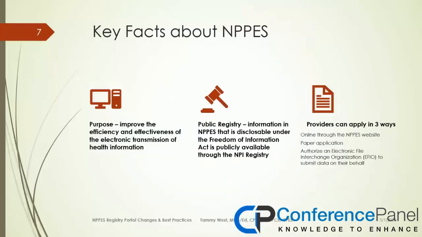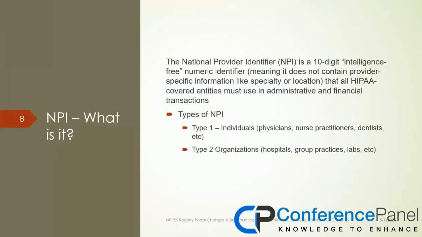plans. So some key facts about NPPES: the primary purpose of the NPPES system is to improve the efficiency and the effectiveness of the electronic transmission of health information. The NPI is a 10-digit intelligence-free numeric identifier.